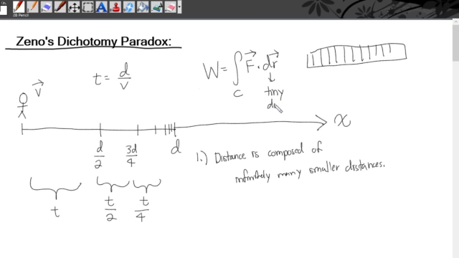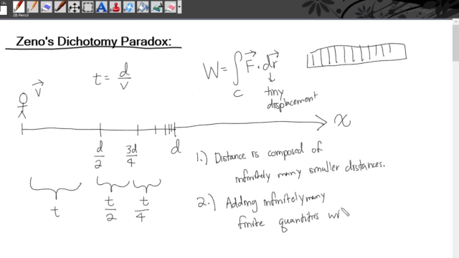And so the first premise is correct. And now for the second premise, it states that adding infinitely many finite quantities or values will be infinity.